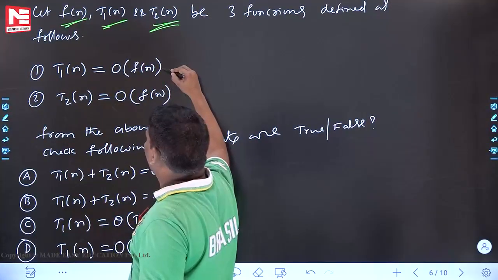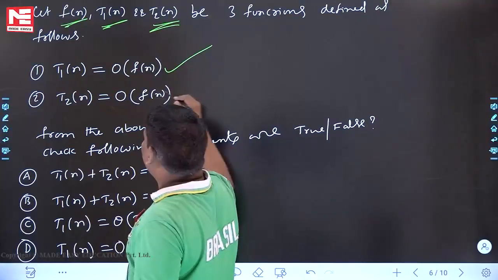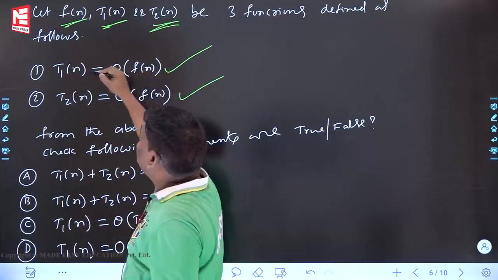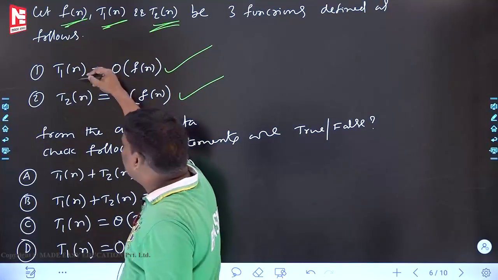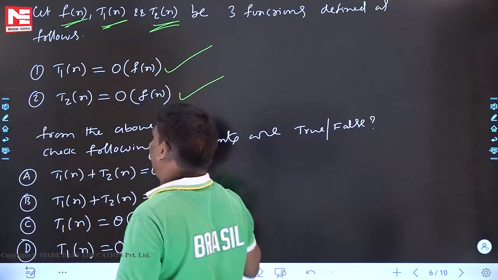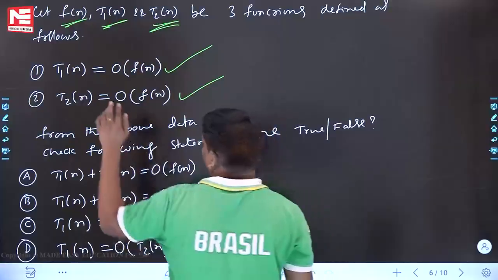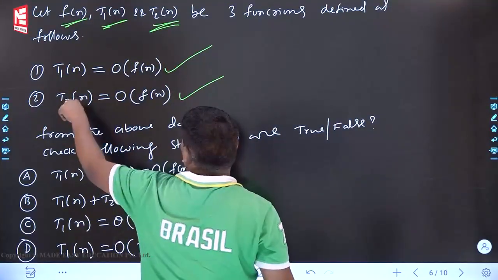T1 of n is big O of f of n. T2 of n is big O of f of n. What is the meaning? T1 upper bound is f of n, T2 upper bound is f of n. For these 2, the common upper bound is f of n. I am repeating once again: T1 upper bound f of n, T2 upper bound f of n.